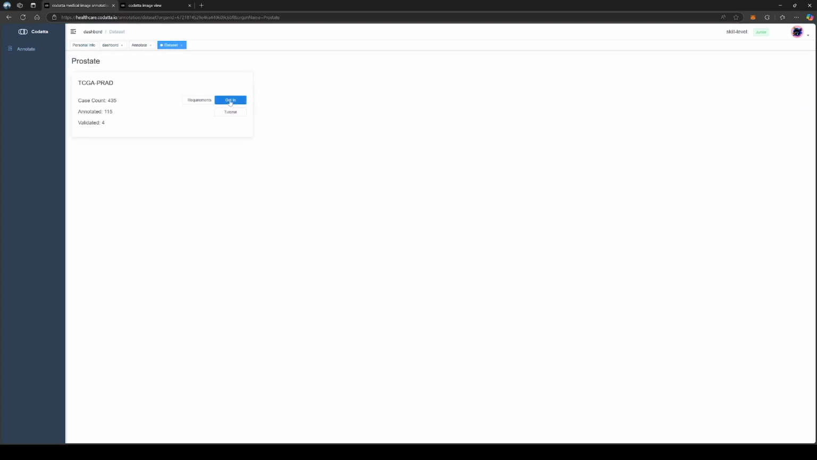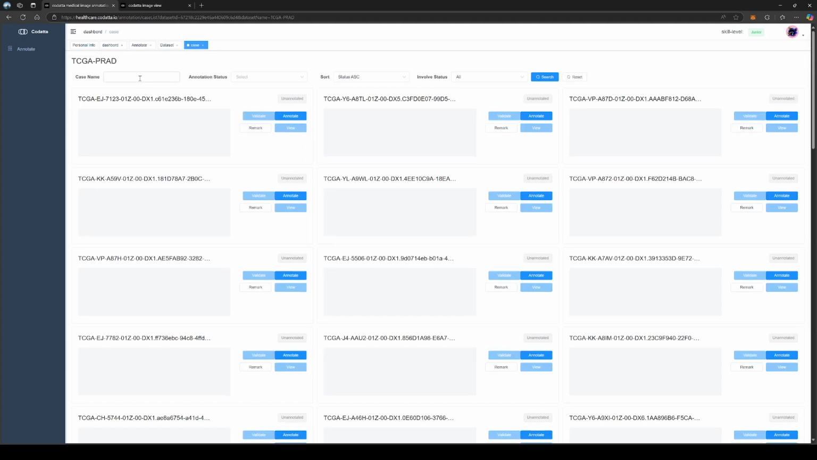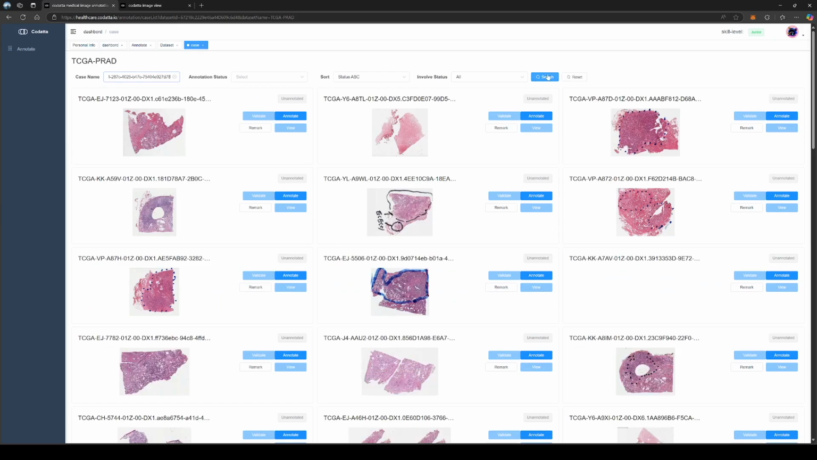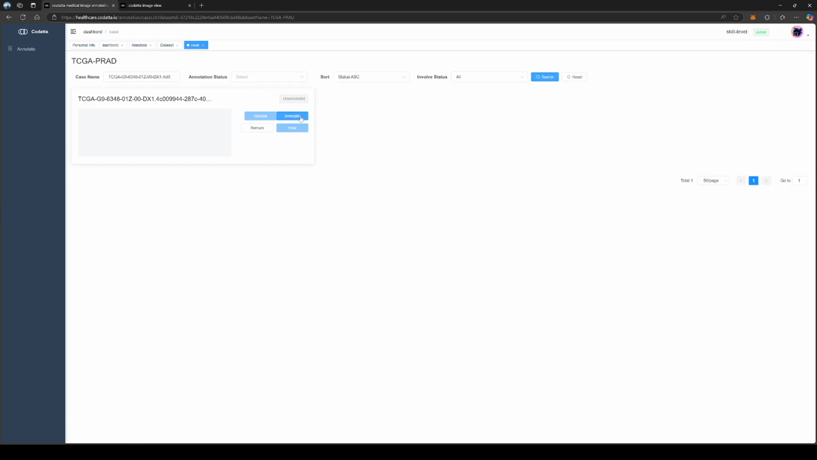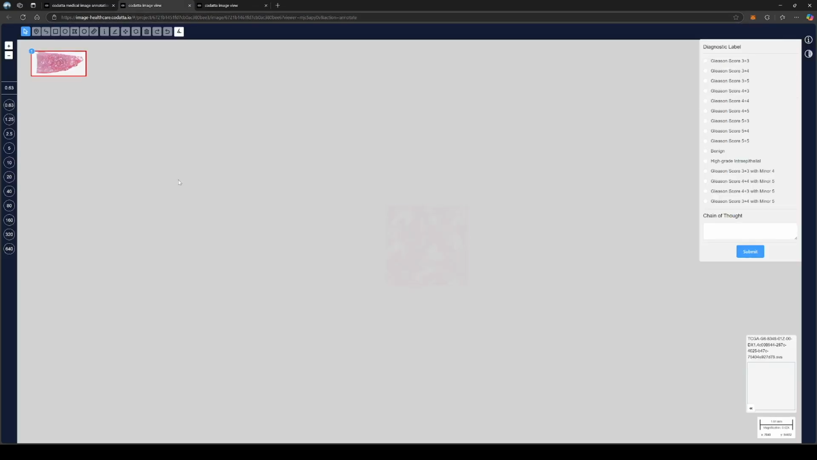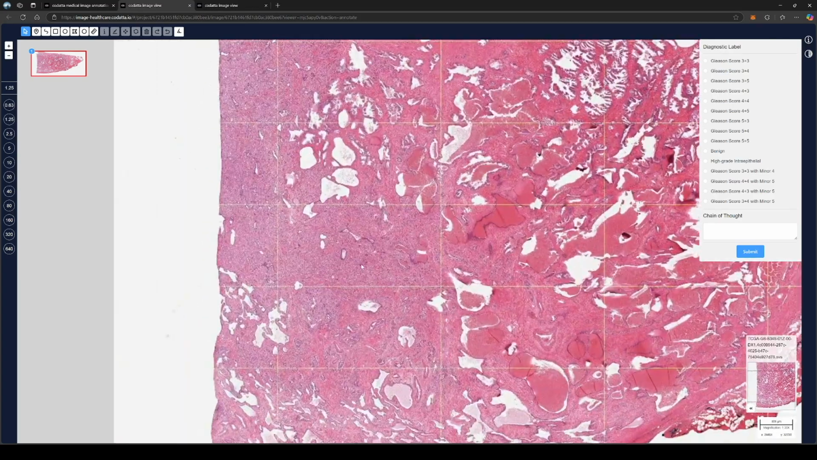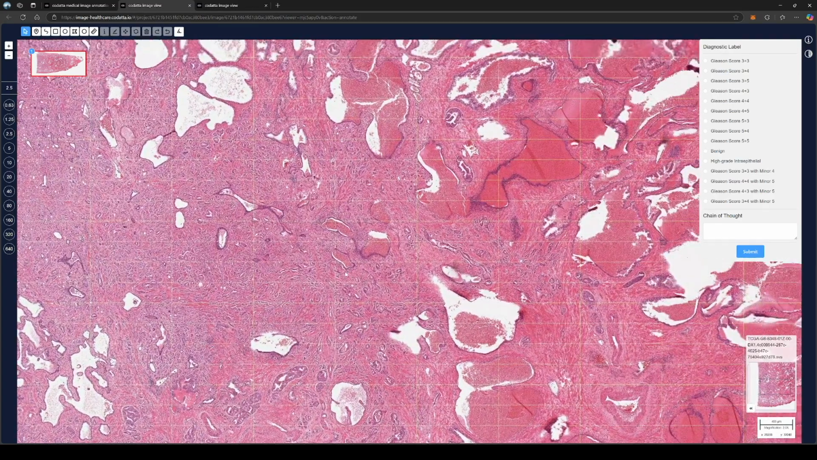In this case, I'm working with a prostate dataset, focusing on Gleason grading of tumors. Next, I search for the specific slide to annotate. The slide I'm reviewing today features a Gleason grade 4+3 tumor. Once the slide loads, I begin my detailed annotation process.